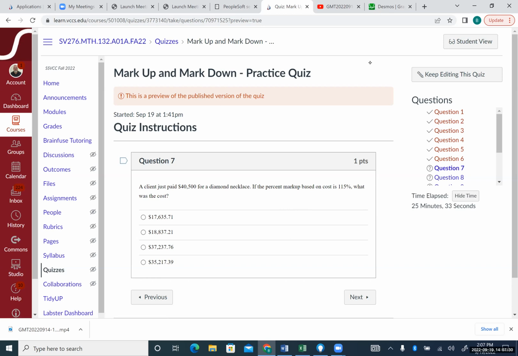A client just paid $40,500 for a diamond necklace. If the percent markup based on cost was 115%, what was the cost? So what the client paid, that's the selling price. They want to know what the cost is. So we're going to use cost equals selling price minus the markup.